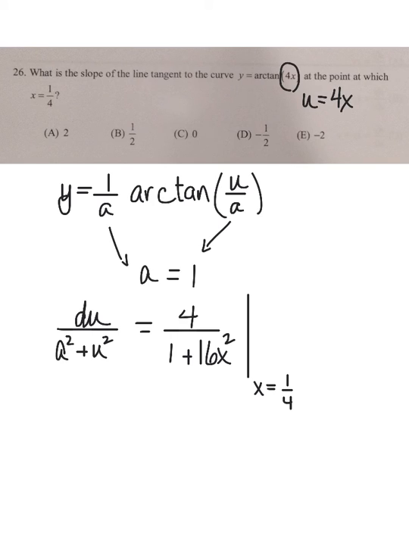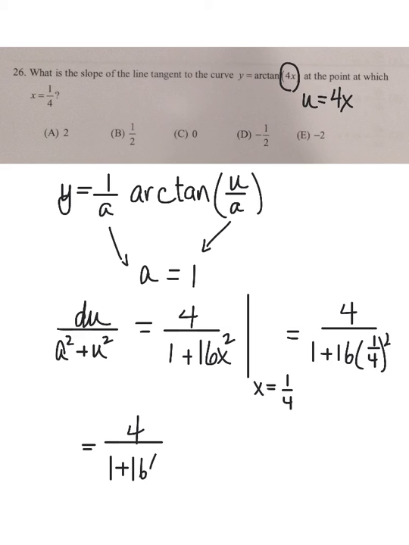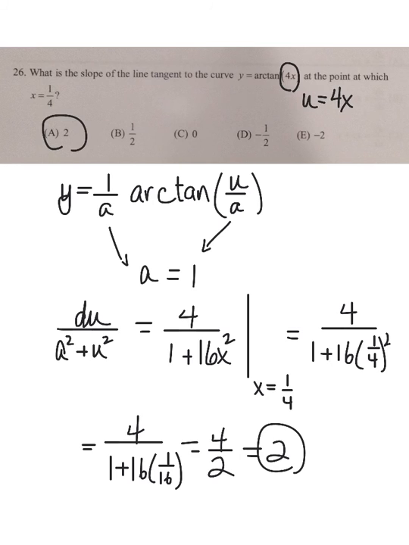So I'm going to plug in 1/4, and then I'm done. So 4 over 1 plus 16 times 1/4 that quantity squared. Okay, I'm going to just continue it down here. So I've got 4 over 1 plus 16 times 1 over 16, which equals 4 over 2, which is 2. And the answer is choice A.